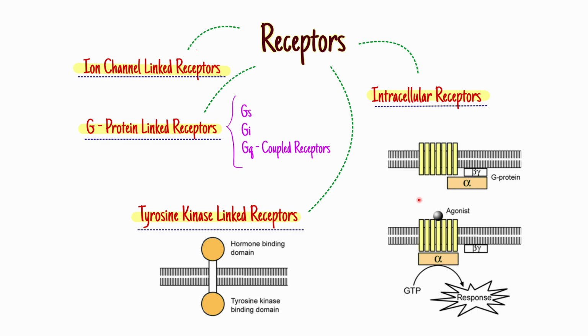The second type, which is the most common in the body, is G protein linked receptors. And these receptors can be divided into 3 main ones. You have Gs, which is G protein linked stimulatory, and when the drug interacts with this kind of receptors, they increase the cAMP. cAMP is a secondary messenger inside the cell.